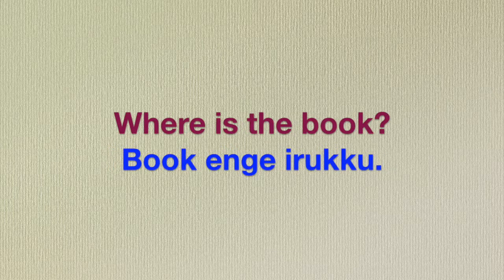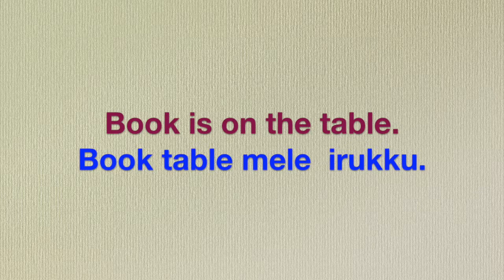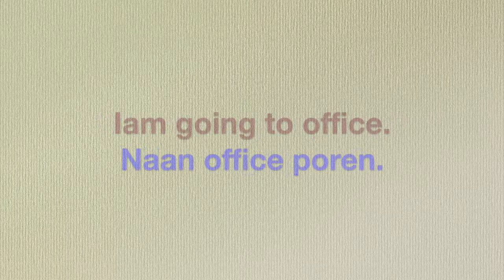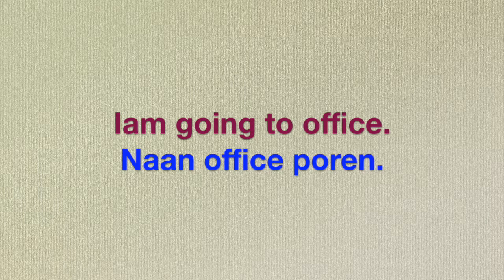Where is the book? Book எங்க இருக்கு? Book is on the table. Book table மேல இருக்கு. Where are you going? நீ எங்க போற? I am going to office. நான் office போறேன்.